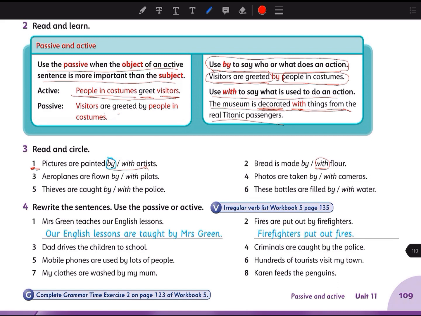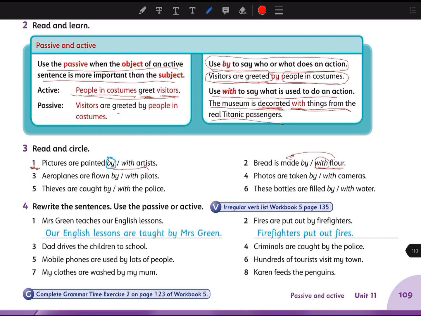So please do the others until you get the right answer. It's your homework. Hope you understand it, and it's an easy topic. Try to write the sentences in your notebook and do all the exercises. See you soon.